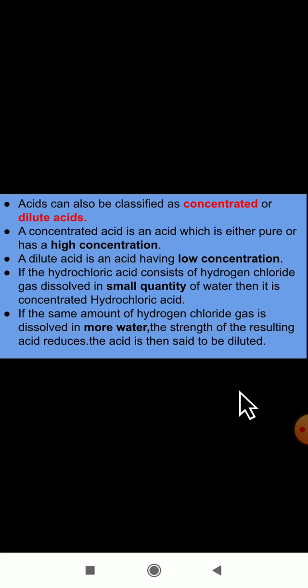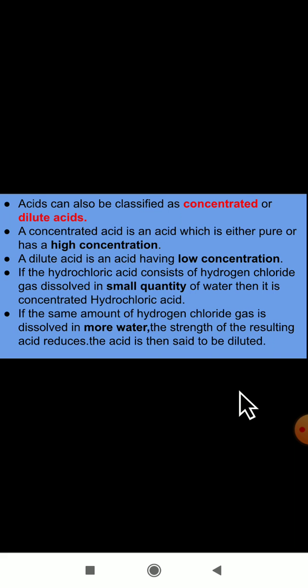See, we can call hydrochloric acid HCl. H stands for hydrogen, Cl stands for chlorine here. So hydrogen and chlorine gas are both dissolved together in a small quantity of water, then it is concentrated hydrochloric acid, we can say. Then what about a dilute acid?